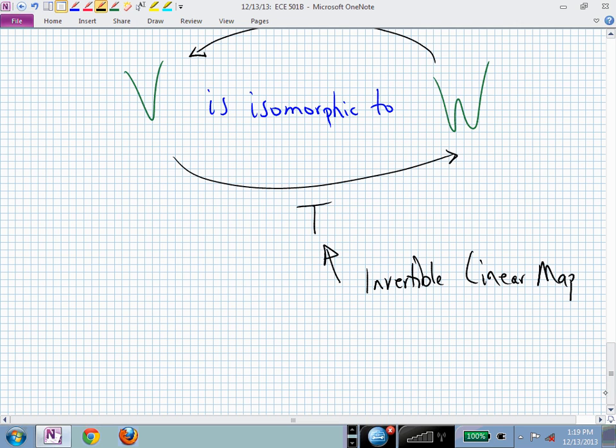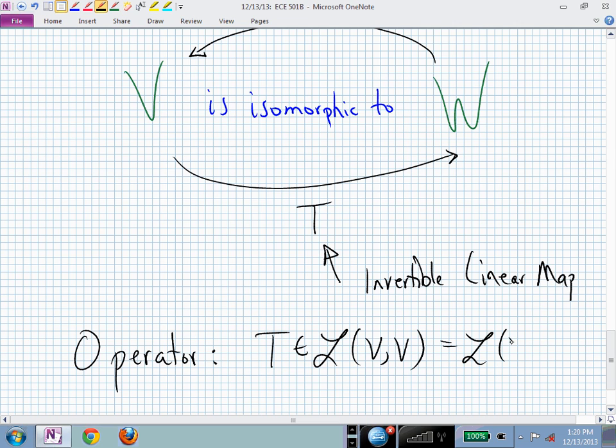Now, if we specialize in chapter 3 these linear maps to be mapping between V and V, then we call those linear maps operators. We introduce this new concept of an operator, which says that we now have T going between V and itself. Or sometimes we might even abbreviate that to say it's a linear map on V.